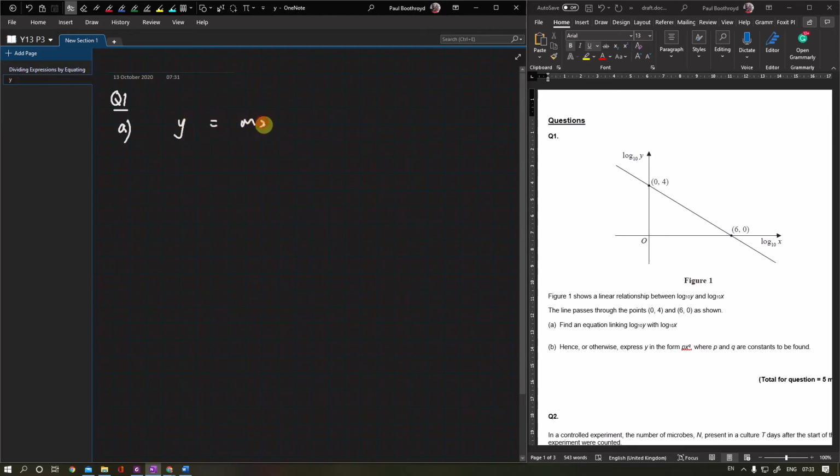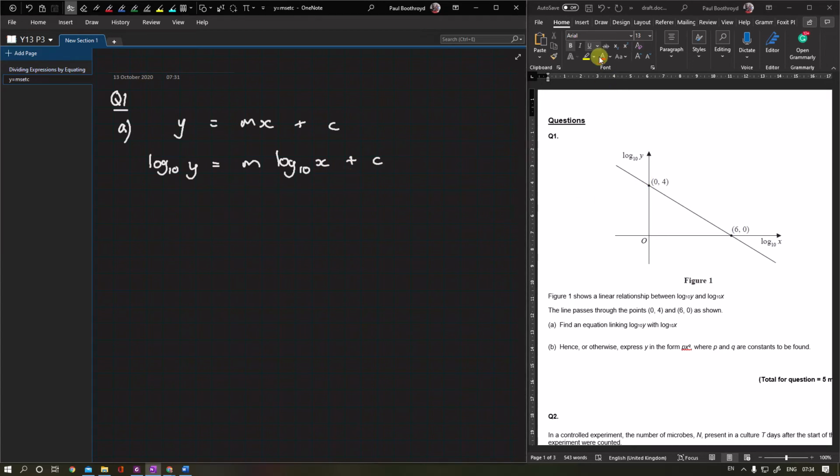y equals mx plus c. And with what we've got here, we've got log, and I'm going to work in log base 10, same as they did, of y equals m log base 10 of x, add on c. So let's get the equation of the line. Well, first part is the c is 4, because that comes from this piece here on the vertical axis.